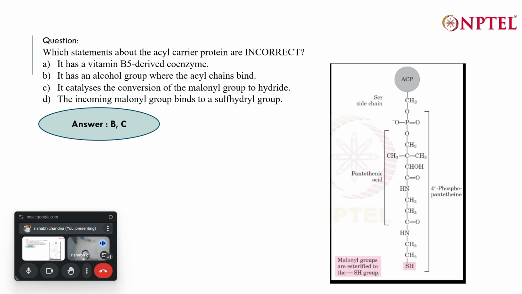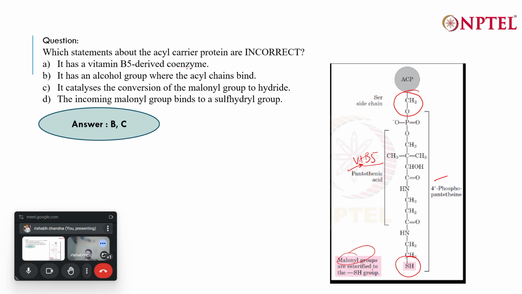So this is an acyl carrier protein that has a serine side chain. Okay. So this is the serine side chain that is attached to the pantothenic acid, that is vitamin B5. Okay. So the whole molecule is 4-phosphopantetheine. And then this SH group is the sulfhydryl group that is esterified to the malonyl groups. Okay, so this is the whole part of the acyl carrier protein.